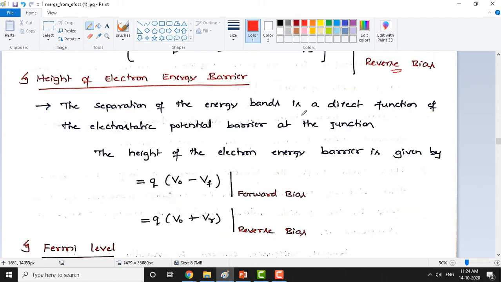The separation of the energy bands is a direct function of the electrostatic potential barrier at the junction. So the height of the electron energy barrier for forward bias is q times, we have to multiply with q for the potential barrier. That means you are representing the potential barrier in terms of electron volts. So q times (V naught minus Vf) is the potential barrier in electron volts under forward bias condition. q times (V naught plus VR) is the potential barrier in electron volts under the reverse bias condition.